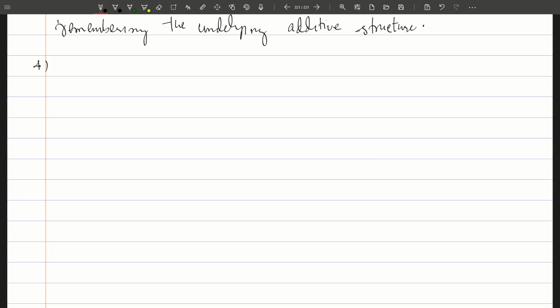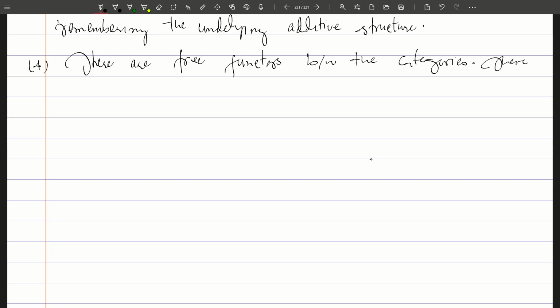Now we have one more example. This is about the free functors. These free functors between categories are in some sense the dual to forgetful functors. So there are free functors between the categories, and these functors are in some sense the dual to forgetful functors.